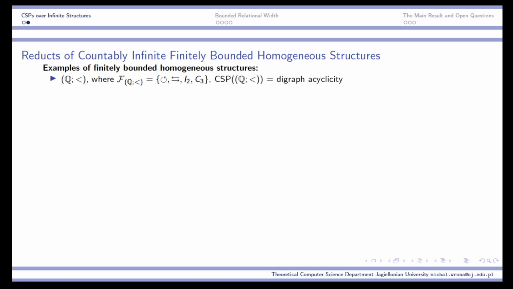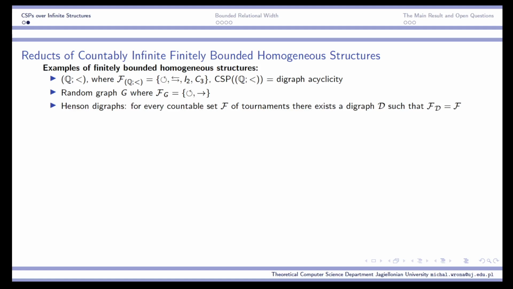Other examples are the random graph, where the forbidden substructures are the loop and the directed edge. The random graph is a universal graph, and every countable graph can be embedded into it. You also have Henson digraphs, so it happens that for every countable set of tournaments, there exists a Henson digraph such that it omits exactly these tournaments. And if there are finitely many of them, then the Henson digraph is finitely bounded.